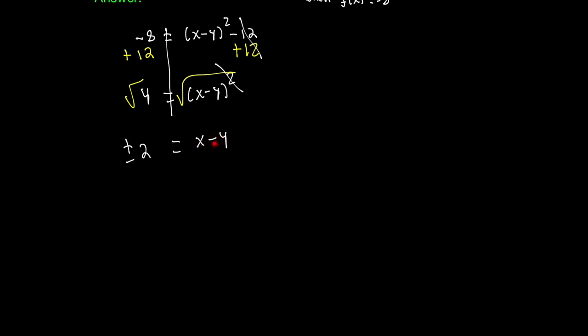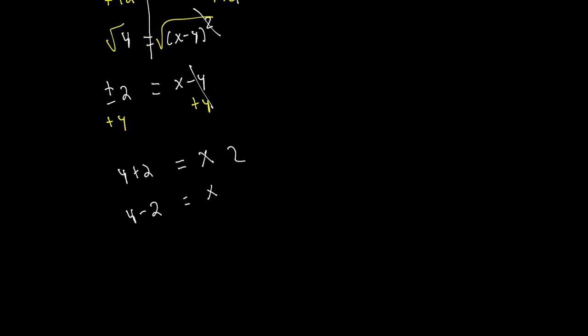Finally, to isolate x, we're going to add 4 to both sides of the equation. And then that's going to leave us with the two solutions here, 4 plus 2 and 4 minus 2. Let's go ahead and solve for both of these. So we're going to get x equal to 4 plus 2 is 6. And then 4 minus 2, that's going to be 2.